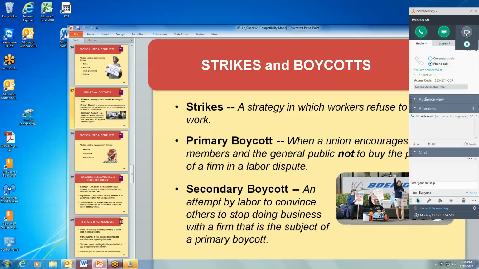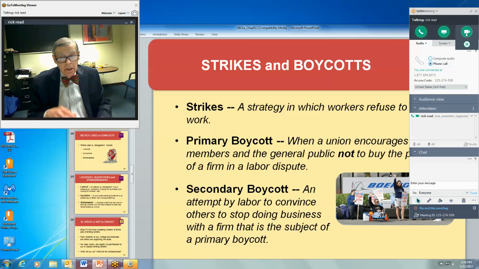A primary boycott is where the union has its members and others boycott the organization they work for. A secondary boycott tries to get others to stop doing business with the organization.